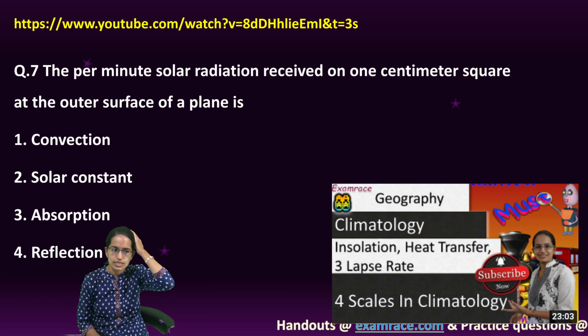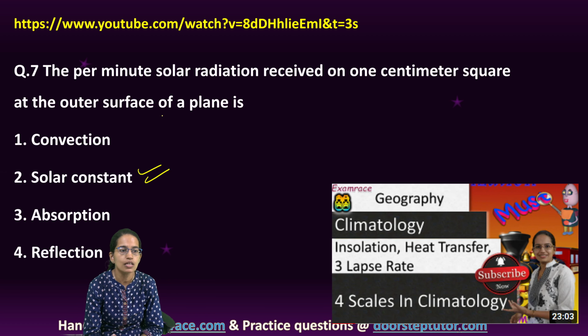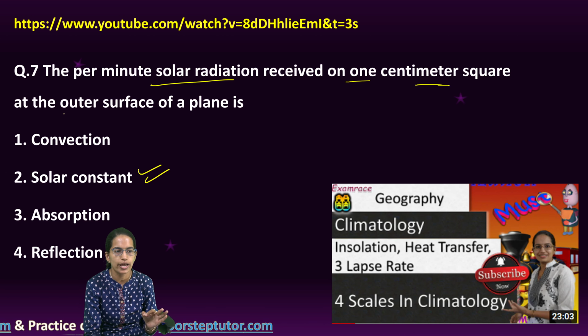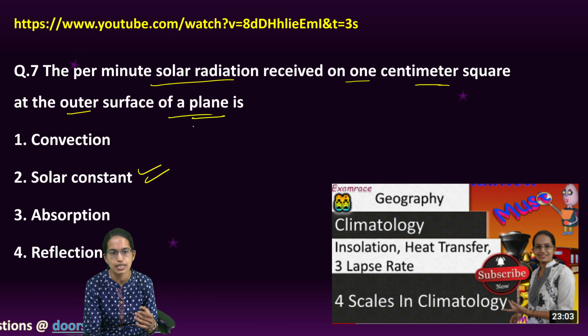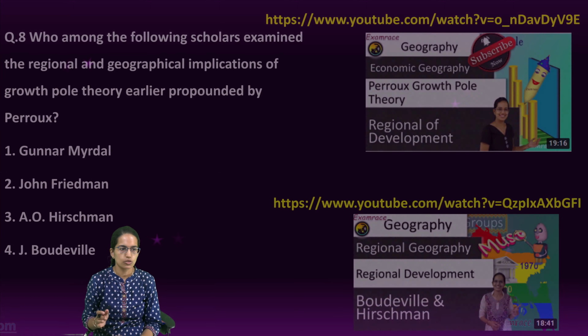The next is the definition for solar constant, a very direct question. So per minute solar radiation received on 1 centimeter square at the outer surface of a planet is what is known as a solar constant, a very direct question based on definition.